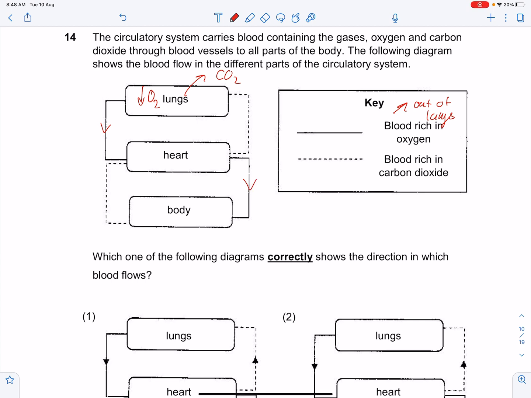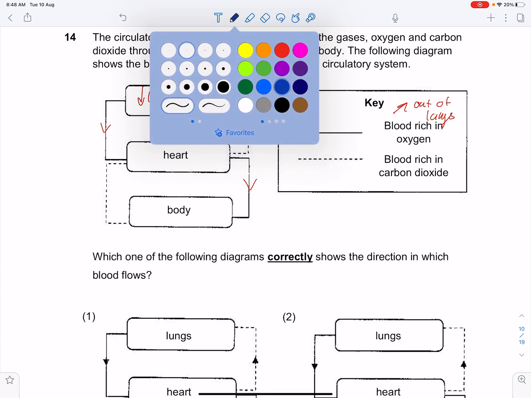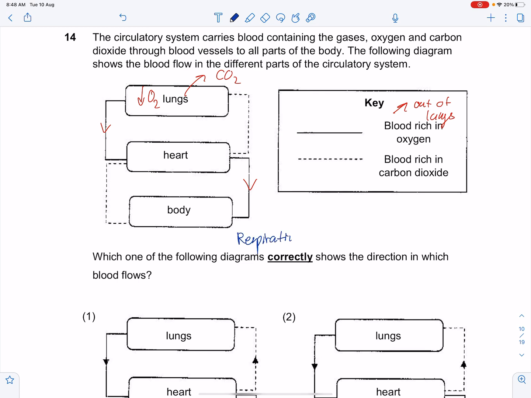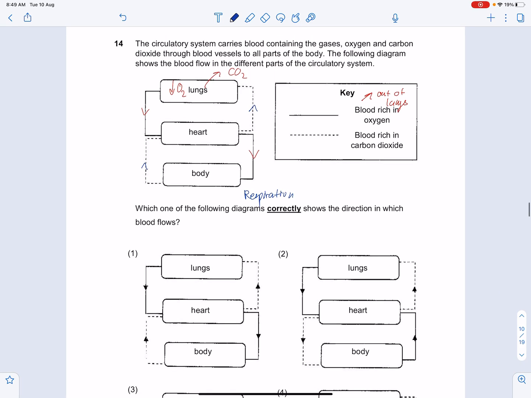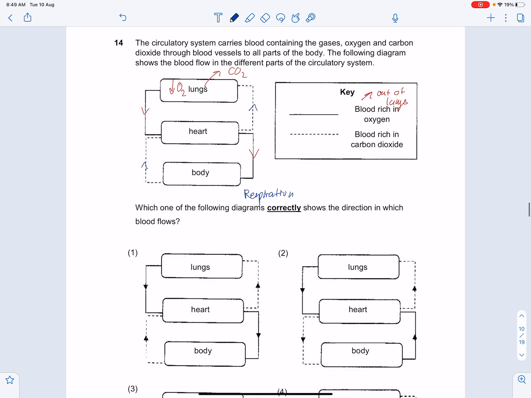Now, the reason why that is the case is because your body needs to carry out respiration. And if you remember correctly, in respiration, you need oxygen. So therefore, the blood that is entering the body from the heart needs to be rich in oxygen. Once it exits out, it will be poor in oxygen but rich in carbon dioxide, because your body parts will have already carried out respiration, whereby carbon dioxide is given out. It goes back into your heart. Because now it's poor in oxygen, it needs to go back to your lungs to be reoxygenated. So we've already drawn out the diagram, we just need to match it to the option, and the answer would be 1.